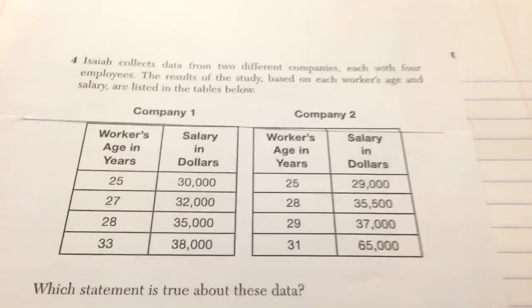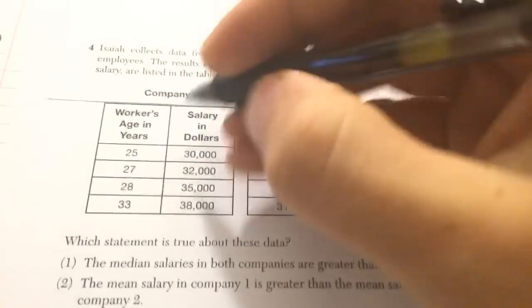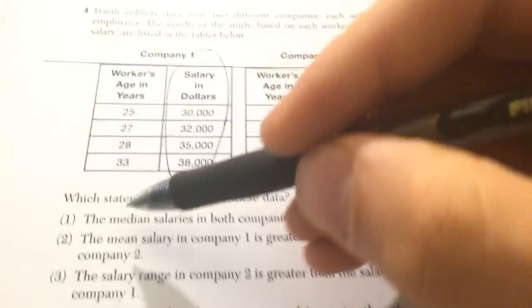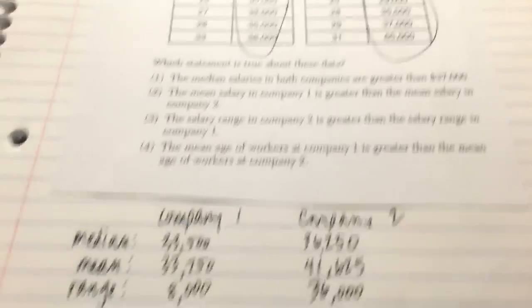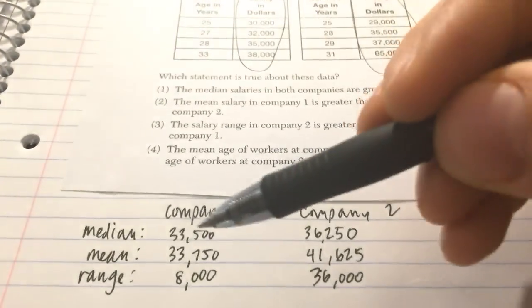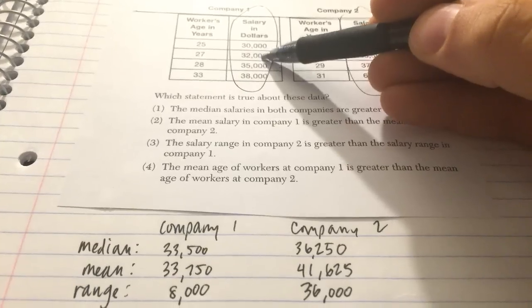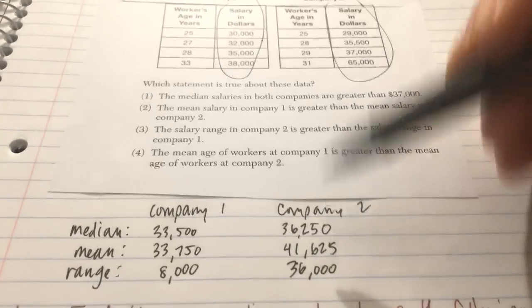And number 4, they give you 2 sets of data. Unfortunately, you're only really paying attention to this column and this column. You have 4 elements of data. They're talking about the median, the mean, and the range. What I did for myself was I found those values. The median for company 1 is the number in the middle. Remember, there's 2 middles, so you have to average the middles to get those values.